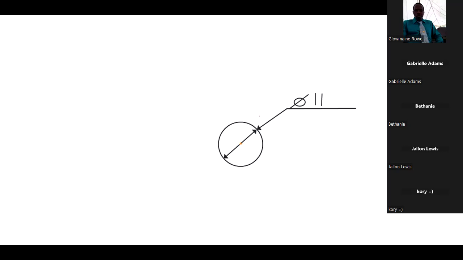So if it was radius, you'd only have a line going from the center to the edge of the circle. So one of the parts would not be in there. Instead of having this as the diameter symbol, now we all know that this is the diameter symbol, right?